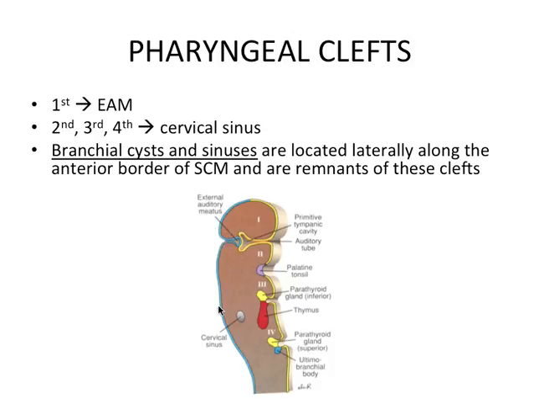And then the second, third, and fourth pharyngeal clefts can give rise to a cervical sinus here. It could be a lot bigger. Here it looks a little bit smaller in this picture. And basically, branchial cysts and sinuses, if they were to be formed from a second, third, or fourth pharyngeal cleft, say if they didn't close properly, you'd get these cysts or sinuses, and they'd be located laterally along the anterior border of the sternocleidomastoid muscle and are, again, remnants of these clefts if they didn't close properly.